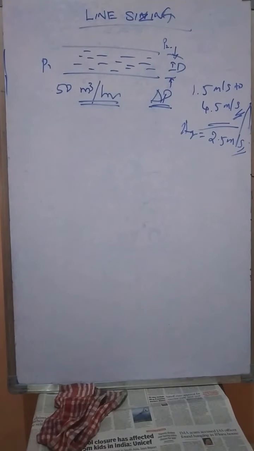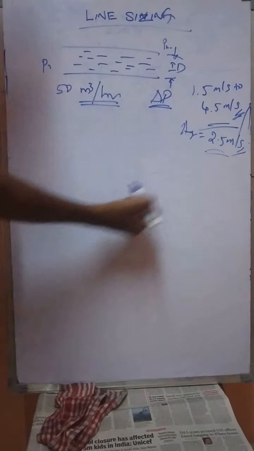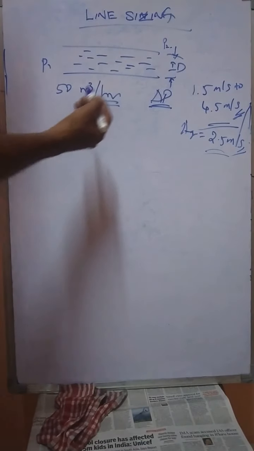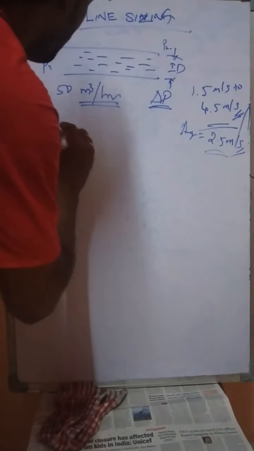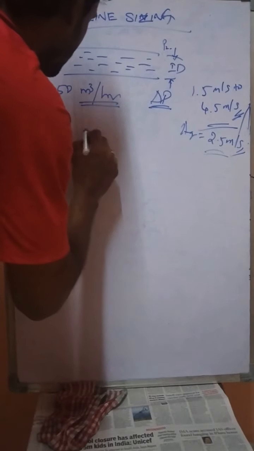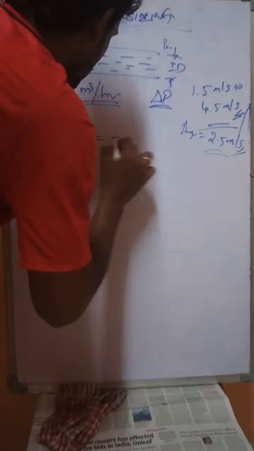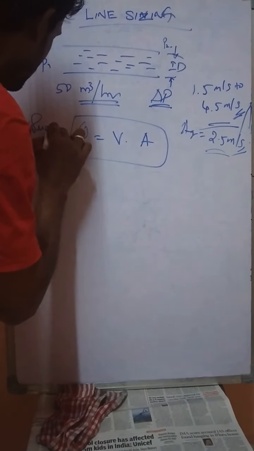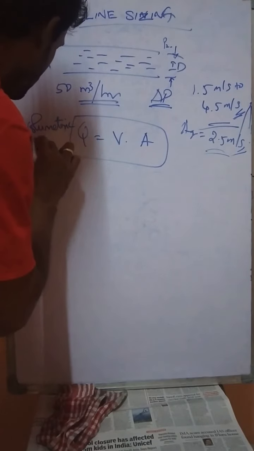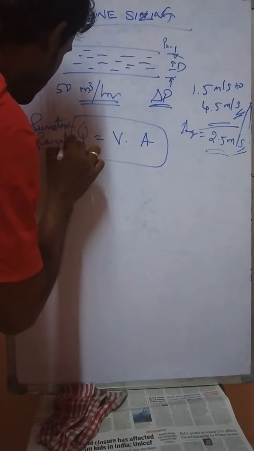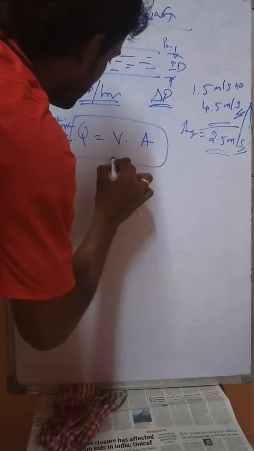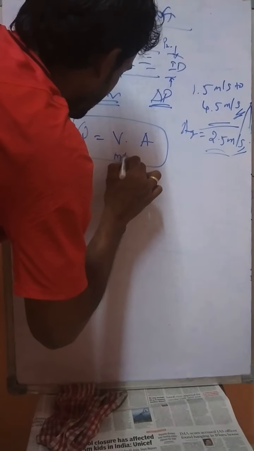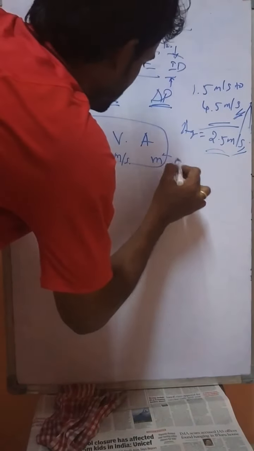We are going to find out what is the ID required for this flow with the velocity as this much. So for example, usually the flow rate is equal to velocity into area. This is the general formula. This is the volumetric flow rate, and this is velocity, that will be in meter per second. This is area in meter square.